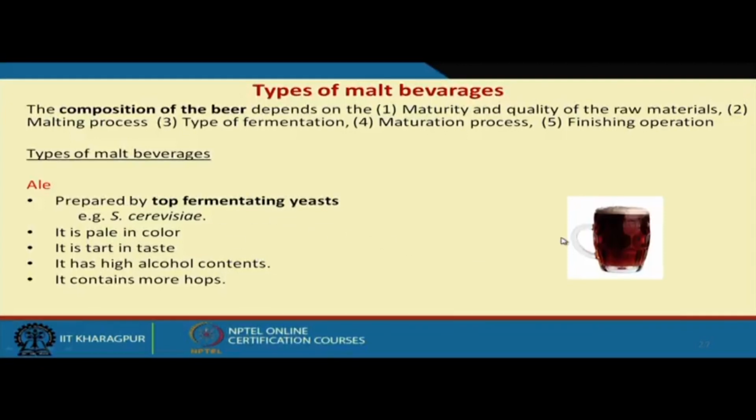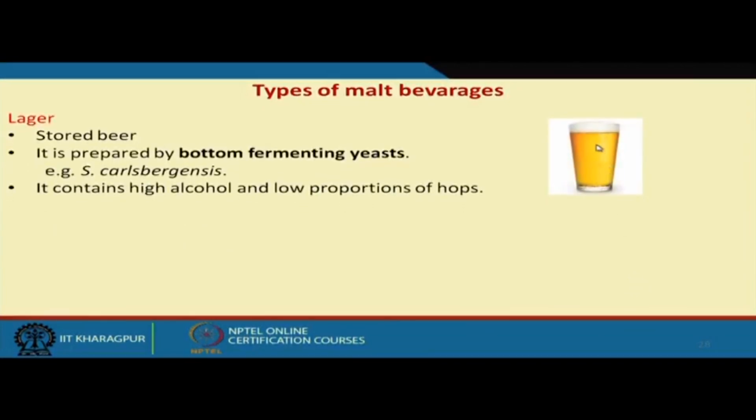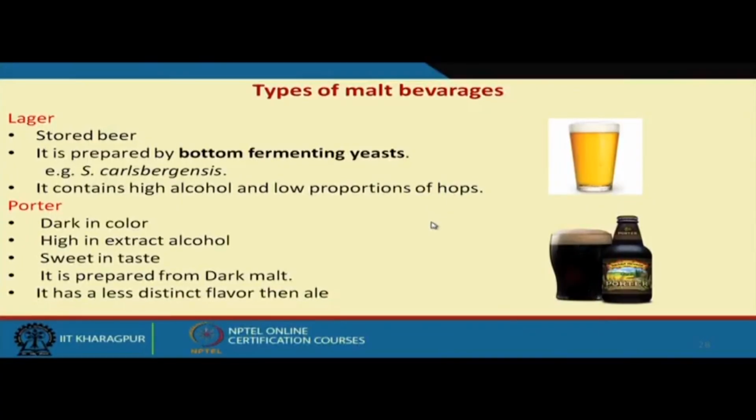That looks like this, a bit darker in color. That is not in practice in India, but in some places in the world they use this dark color beer. But in India we mostly use the lager beer. Lager beer is a little bit yellowish in color. You can see this is how it looks. It's stored beer, and it is prepared by bottom fermenting Saccharomyces carlsbergensis. It contains high alcohol and a low proportion of hops, because I mentioned that a quarter pound of hops is required per barrel of beer. And then we have the porter.